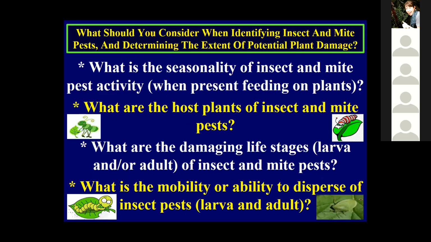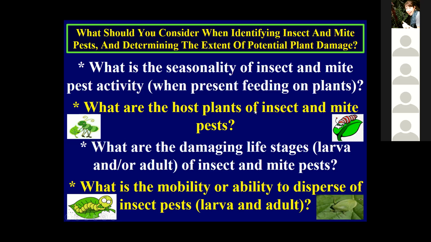So a couple of questions that you should be asking yourself when identifying insect and mite pests and then determining the extent of the potential plant damage. What is the seasonality of the insect and mite pest? When are they present feeding on plants? And that's why I brought up the early and the late feeders, because you can use this as a guide. You know, the eastern tent caterpillar is going to come out early, probably April or May, whereas two-spotted spider mites are going to be in the summertime when it's hot and dry.